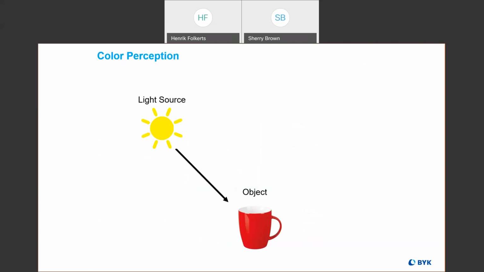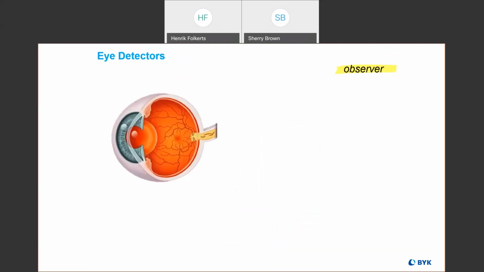Okay, so we know about the light source. Now we're going to talk a bit about the observer. The observer, of course, is us. It's our eyeball, our apparatus for perceiving the light all around us.